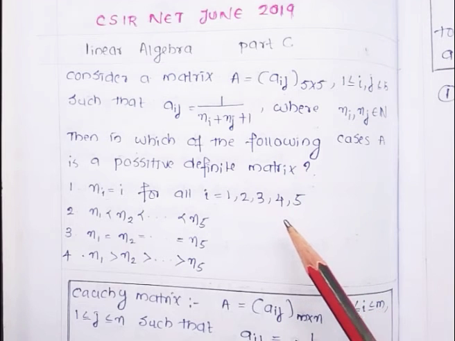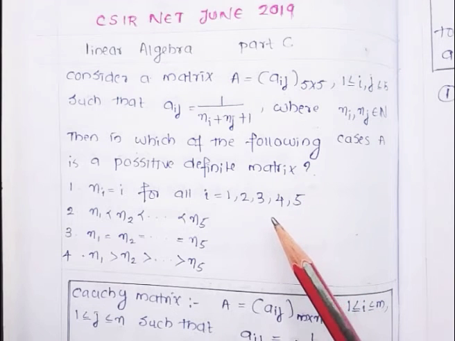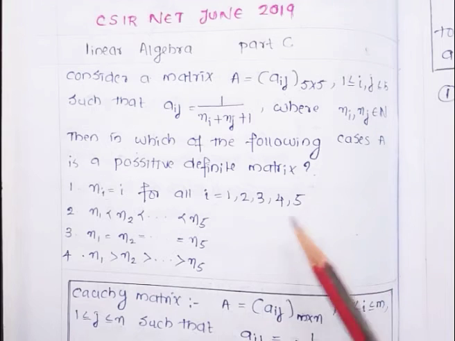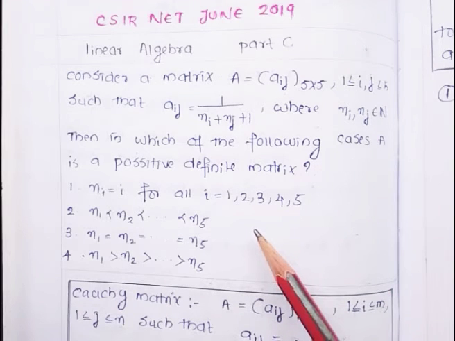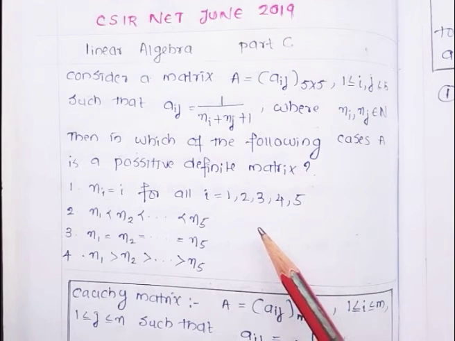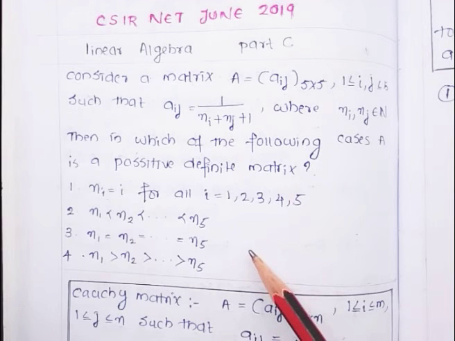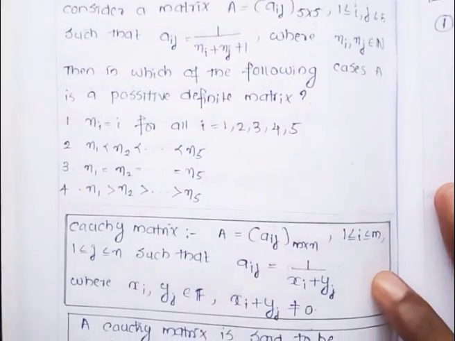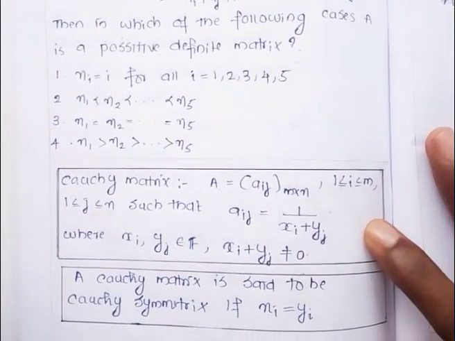Option 1: ni = i for all i from 1 up to 5. Option 2: n1 < n2 < ... < n5. Option 3: n1 = n2 = ... = n5. Option 4: n1 > n2 > ... > n5. This question is solved using the concept of a Cauchy matrix. So first of all, we want to know what a Cauchy matrix is.